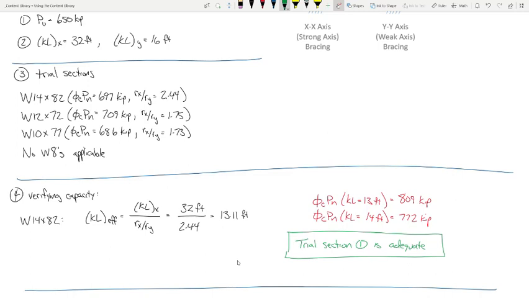If you look at the W12 by 79, what is the RX over RY ratio for that? 1.75. And so between 18 and 19, you're at 723 versus 694, so that one probably could have worked as well. I'm not going to make you do that for the purposes of this, but it is an option you could have checked.